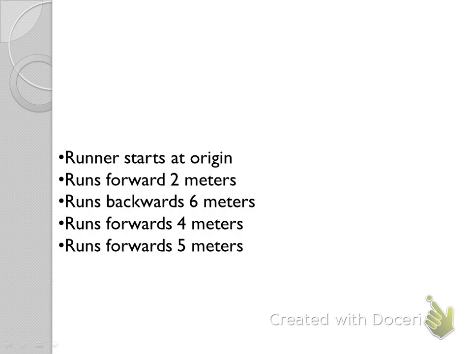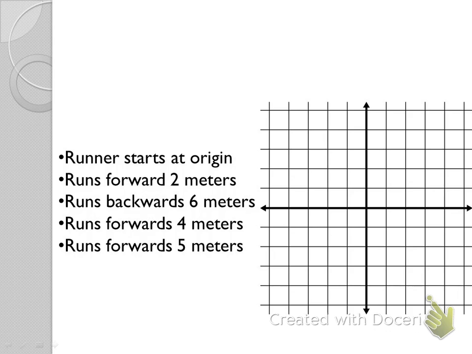Okay? So let's look at this example. You can draw it out if you want, but you're also welcome to just watch, okay? The runner starts at the origin, which is right here, okay? They ran forward 2 meters, so we're going to assume that they're running horizontally, and forward on our paper would be to the east, right? So they're going to run 2 meters, assuming that all of these are 1 meter apart, okay? So we ran 2 meters.